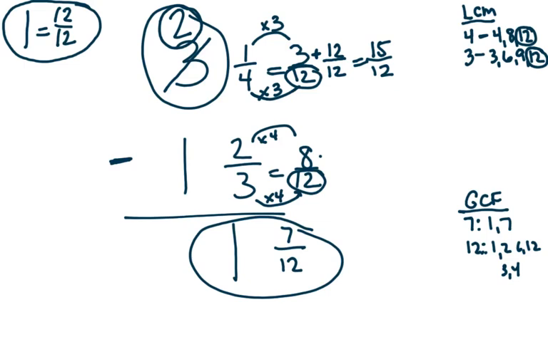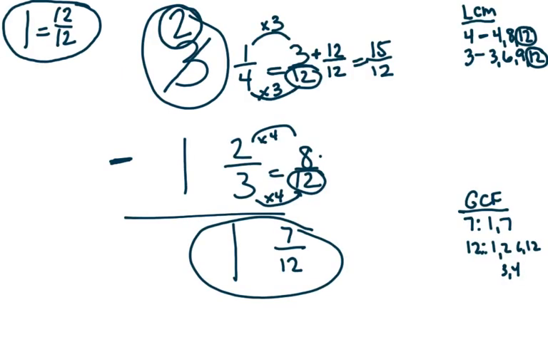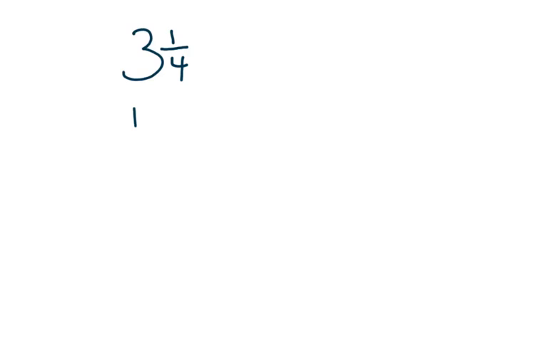Now, another option, if you don't want to worry about borrowing, let's take this problem again. 3 and 1/4 minus 1 and 2/3. Another option before I even start is to change this into an improper fraction and then subtract an improper fraction minus an improper fraction.